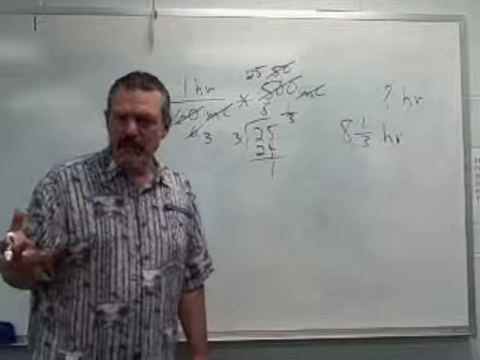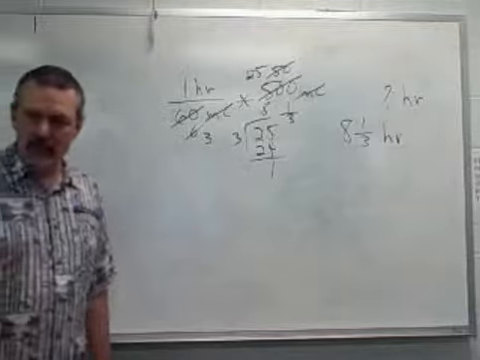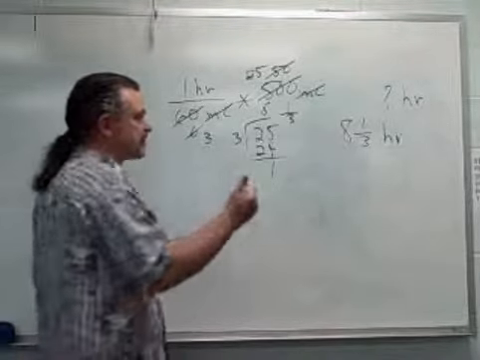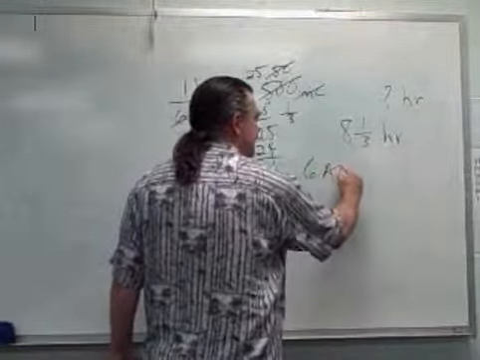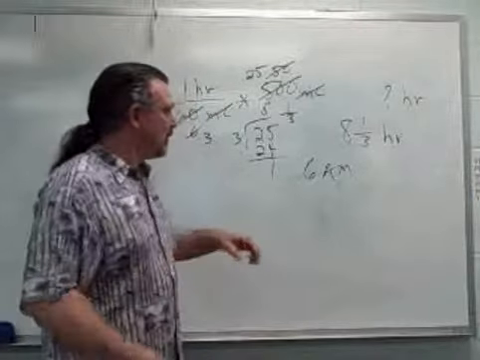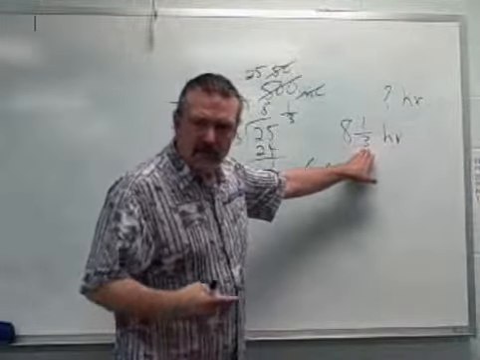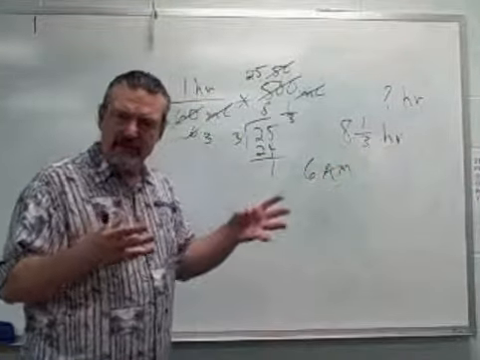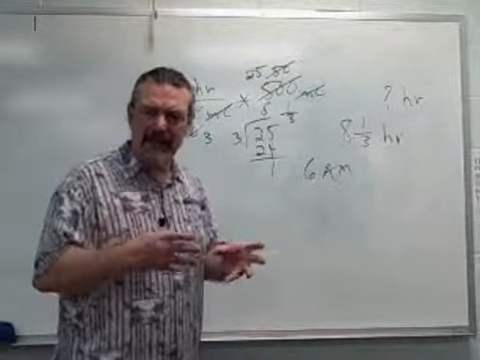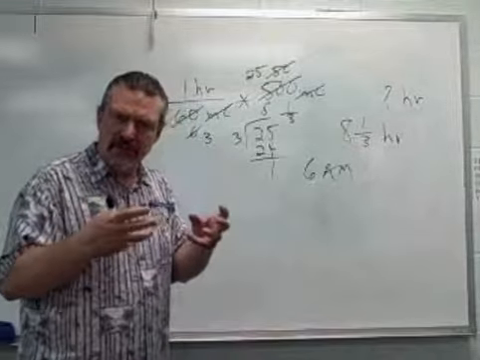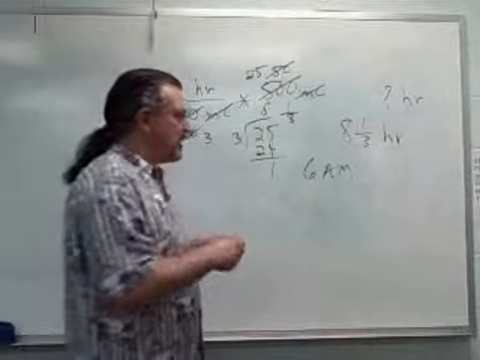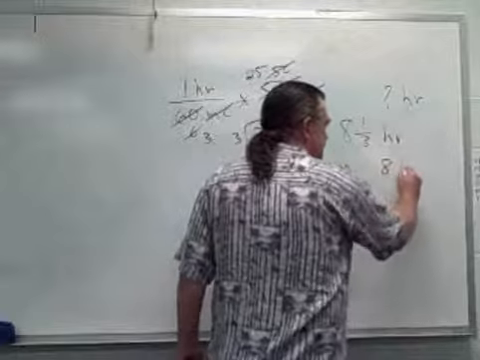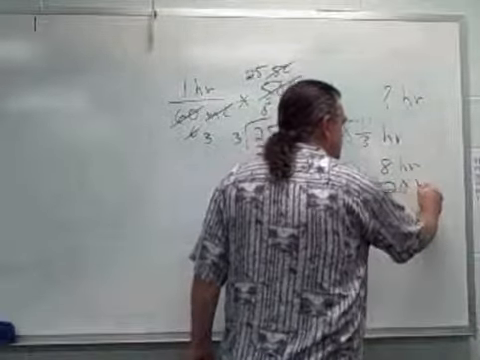Well, the secondary question was, at what time then will it finish? If it started at 6 a.m., that means we're going to need to convert 1/3 of an hour to minutes. Well, I think we can do that in our head. 60 minutes is 1 hour, so if you have 1/3 of an hour, you have 20 minutes, don't you? So the infusion is going to take 8 hours and 20 minutes.